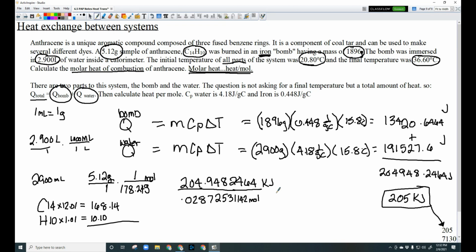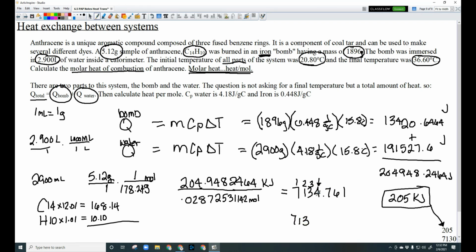All right, so 204.9482464 divided by 0.02872531142. That gives 7134.761. That's enough. I don't want to write all the calculator vomit down there. So we need 3 sig figs: 1, 2, 3. This number tells us whether we round or not. Does the 4 round the 3? It does not. So I have 713.